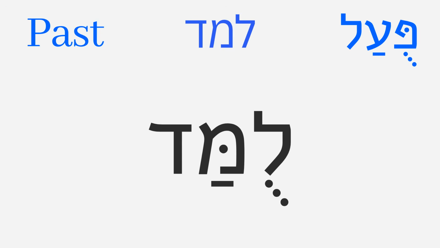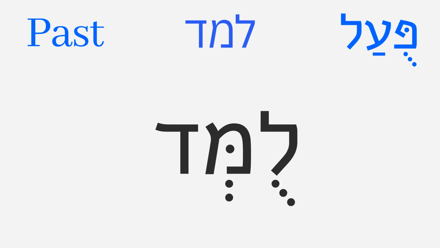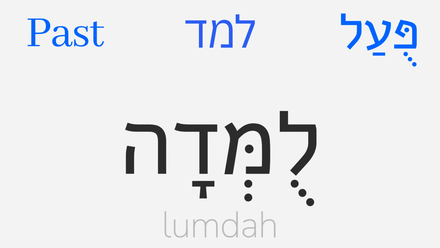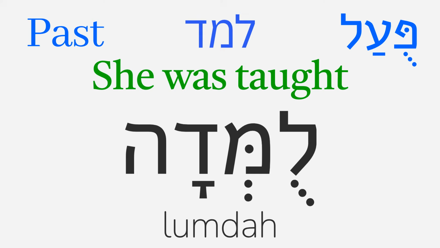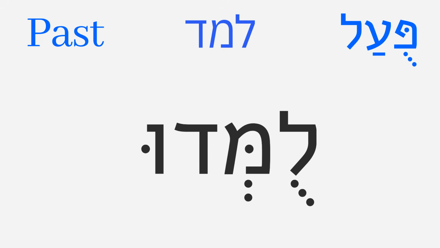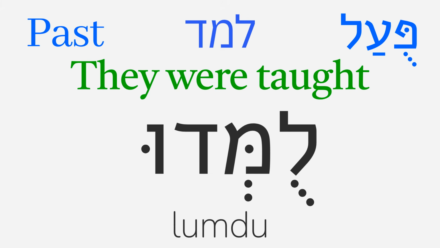In the Pual, the only forms that will change a vowel is the he, she form, and the heim and hein, they form. Both these forms will need to shorten the patach on the second root letter to a shva. Adding a, we get lumda, she was taught, and adding u, we get lumdu, they were taught.